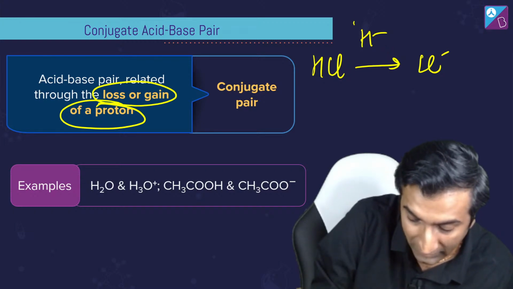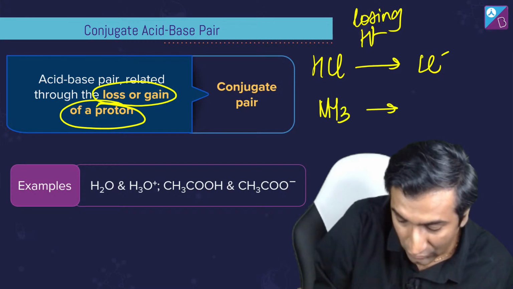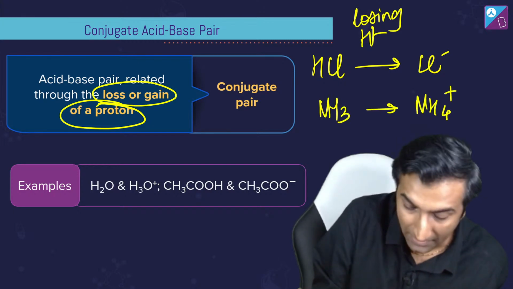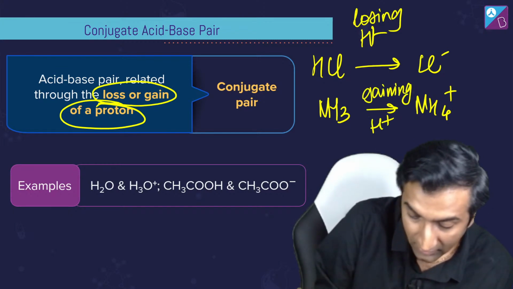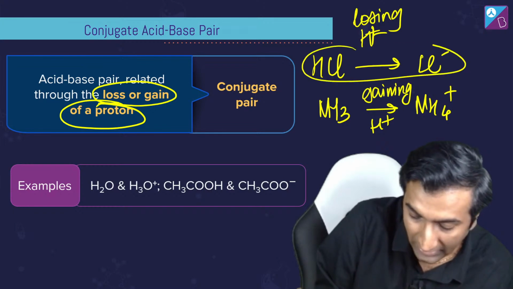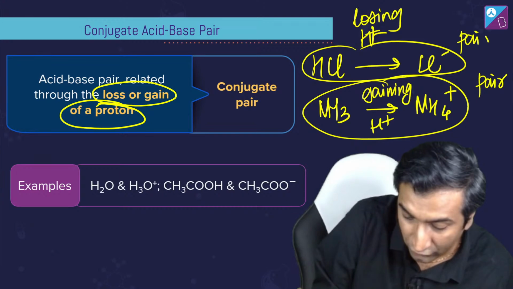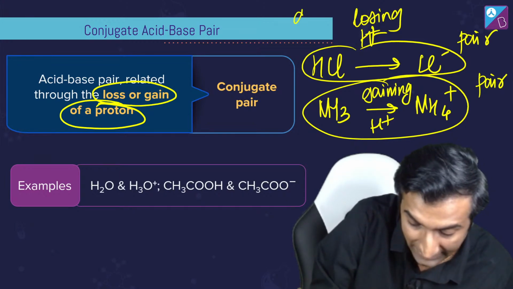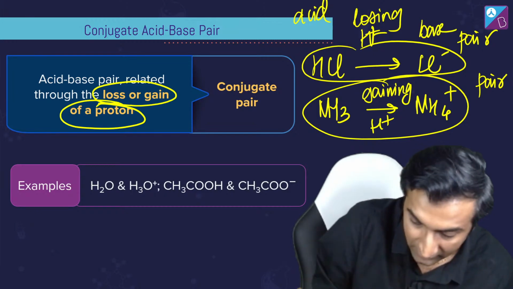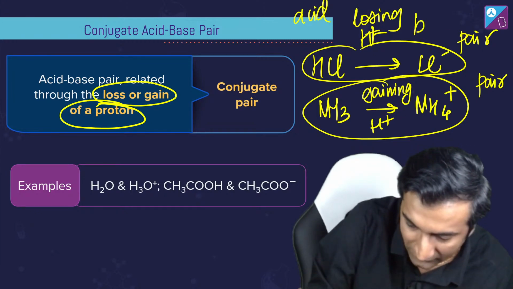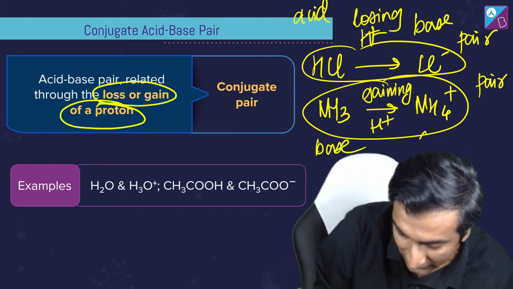Okay, this guy is losing a proton. Okay, similarly NH3 is related to NH4+. How? By gaining a proton. ठीक है, so these both are a pair and these both are a pair. अब इन दोनों में कौन सा एसिड कौन सा बेस हुआ? This is losing, so this will be an acid, and this is gaining, so this will be a base, right? This is just going to be a base because this is an acid. Okay, यहाँ पे क्या है? This guy is gaining, so this is a base, hence this must be an acid.